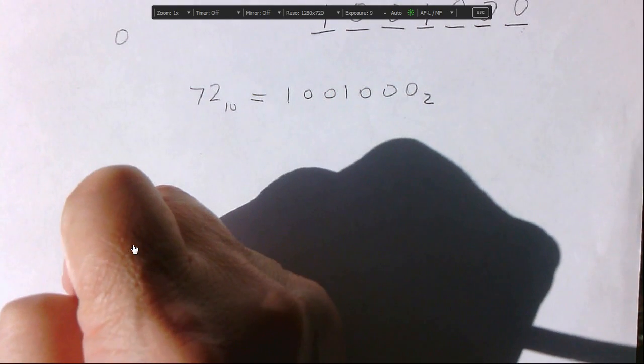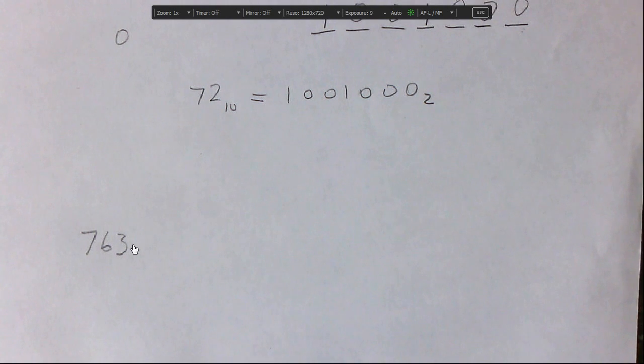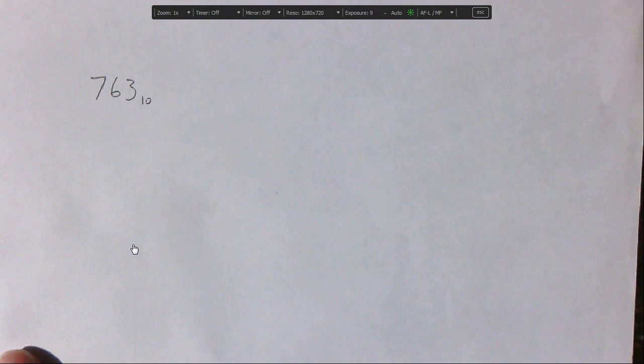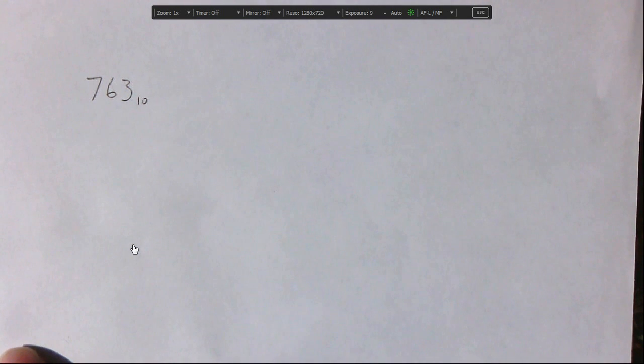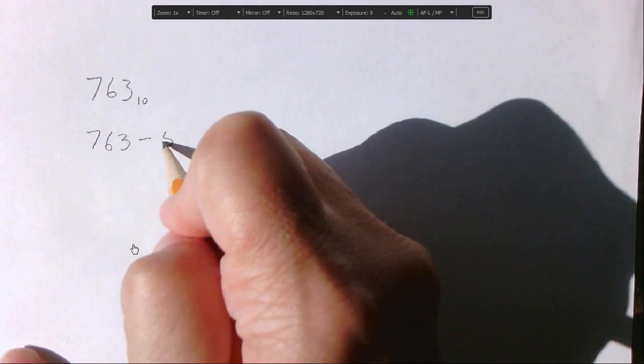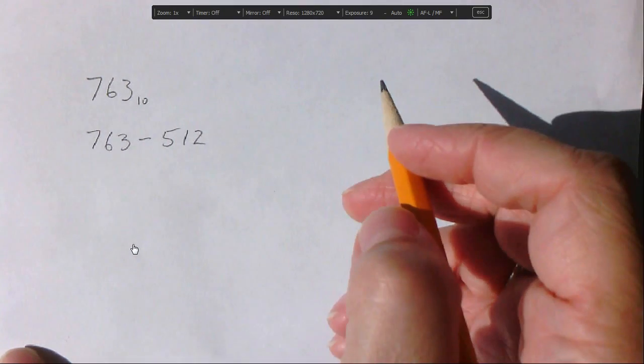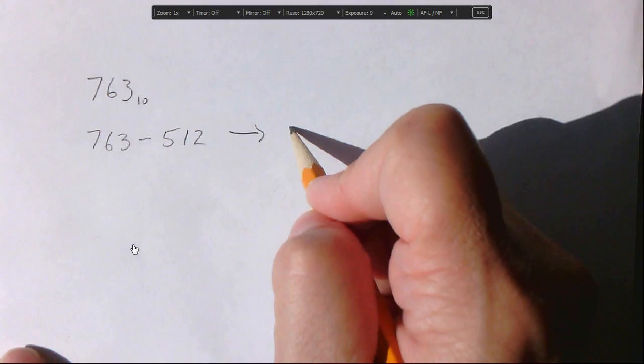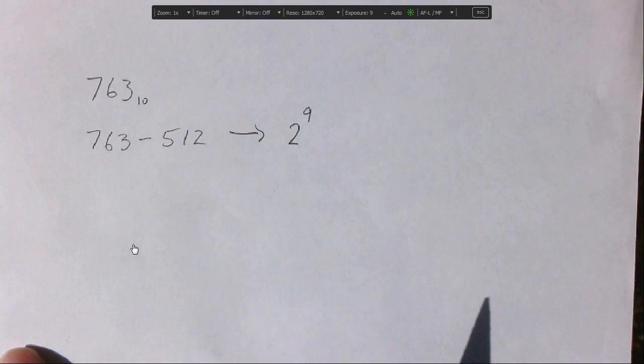Let's try 763. We're going to look for the largest power of 2 that is less than 763. So check your list. Turns out that it's 2 to the 9. 2 to the 9 is 512. So I'll take 763 minus 512 to see what's left over. But the 512 gives me a 2 to the 9, so we know we're going to go up to 2 to the 9 in our binary number.